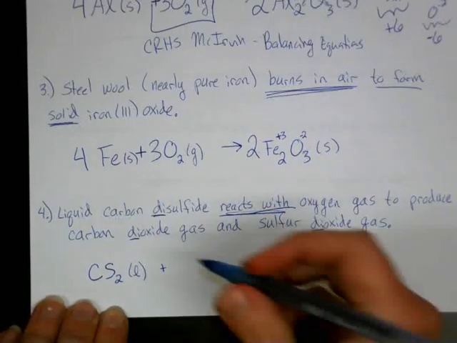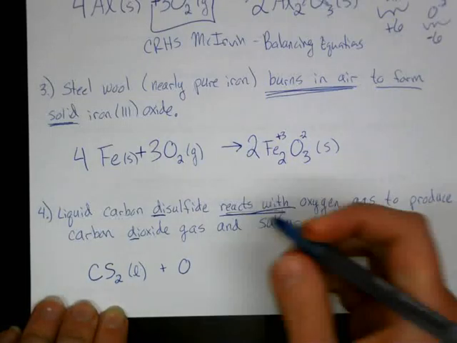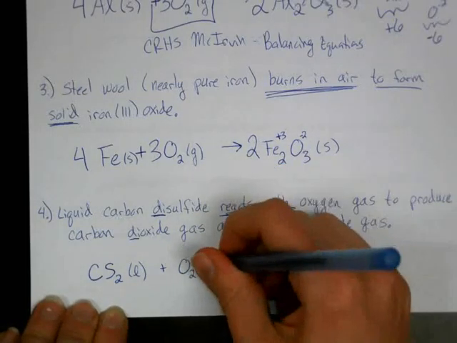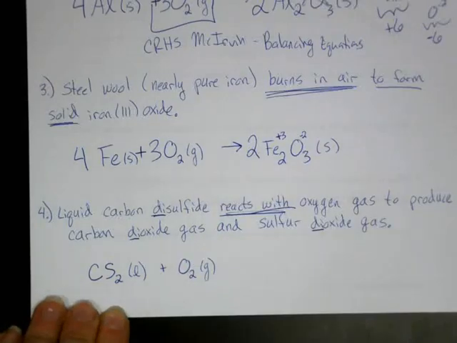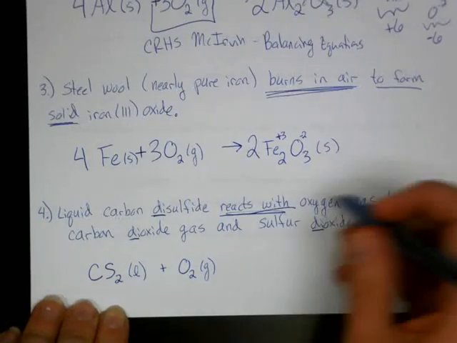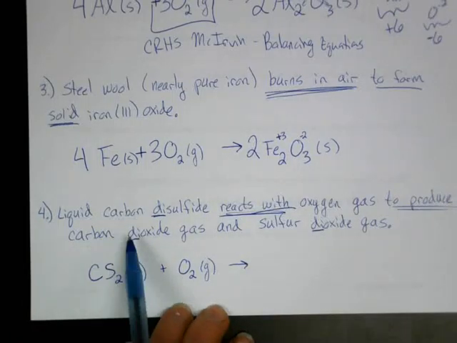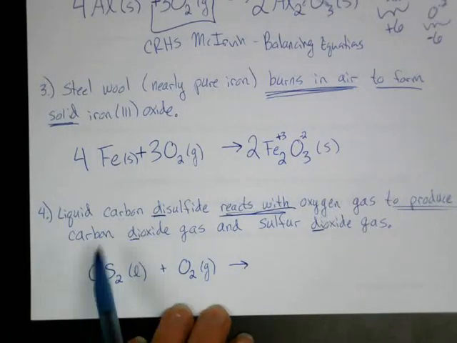Reacts with, that's when I'm going to put my plus sign. Oxygen gas, well, oxygen is O, and because it's diatomic, it's O2. And it's a gas. So, O2 gas. To produce, I'm going to draw my arrow.